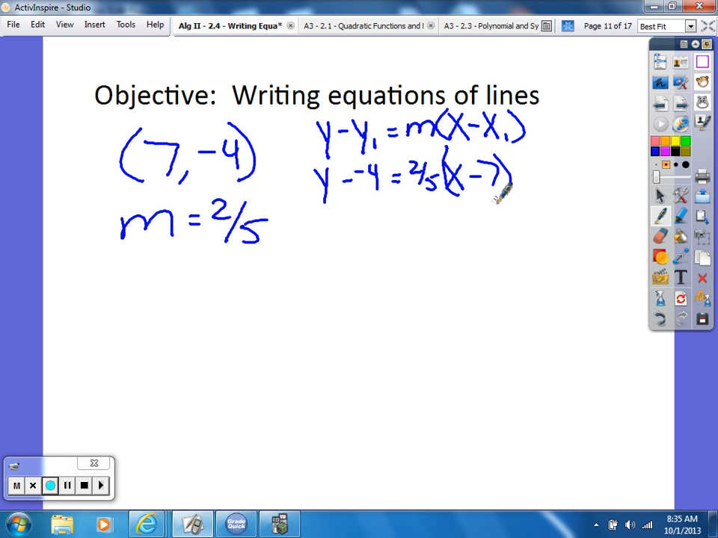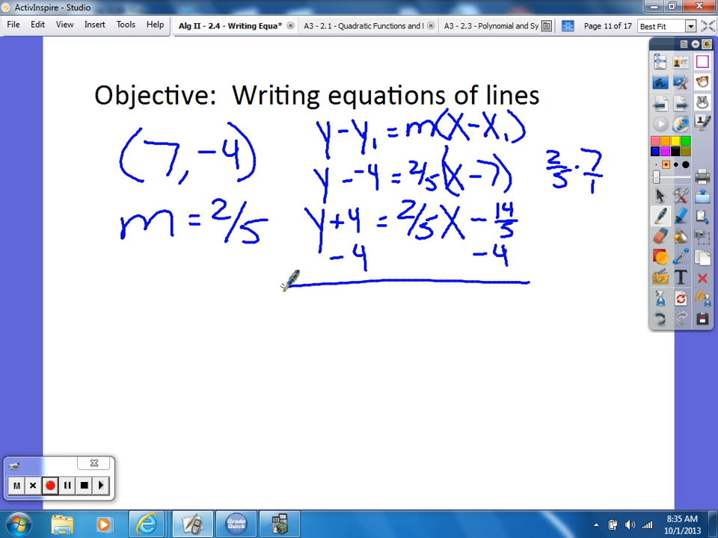2/5 times x gives me 2/5 x. And should I need a calculator to do 2/5 times negative 7? No, you can do the multiplication of fractions by hand. So that is 14 over 5. And since it's a positive times a negative, that'll be a minus sign. And over here, that's going to become y plus 4, right? Now, I need to move that 4 to the other side, so I'm going to subtract 4. So I get y equals 2/5 x.